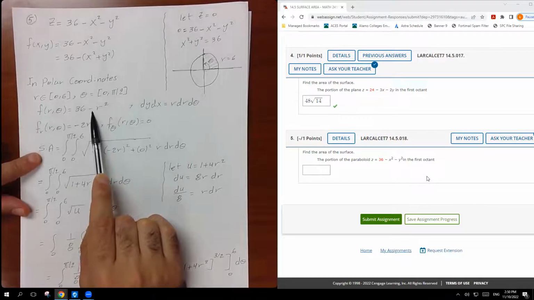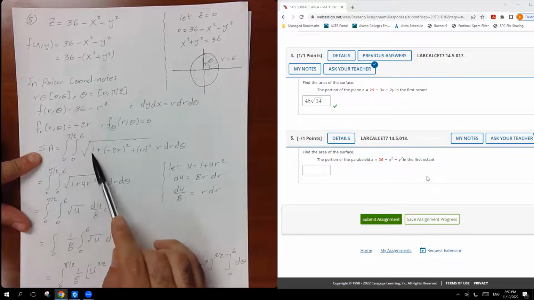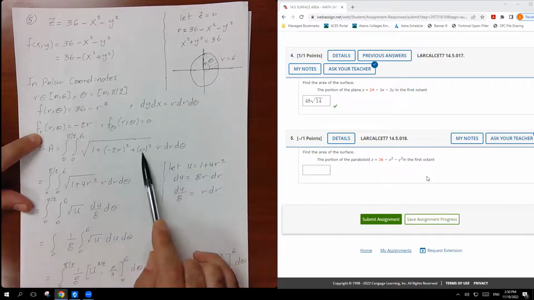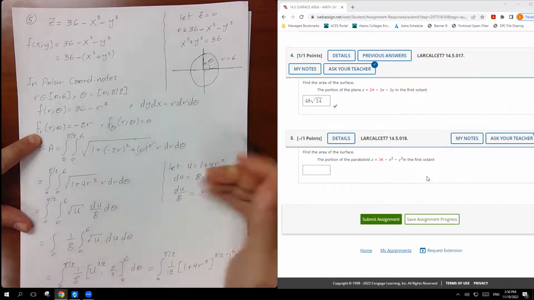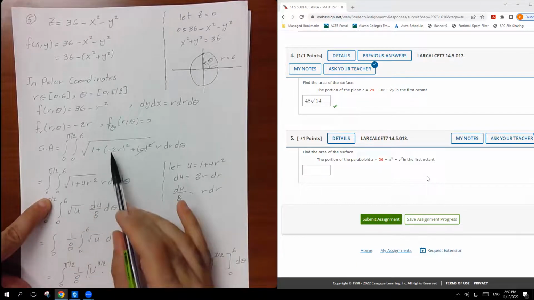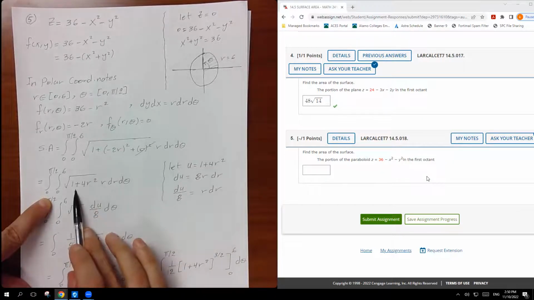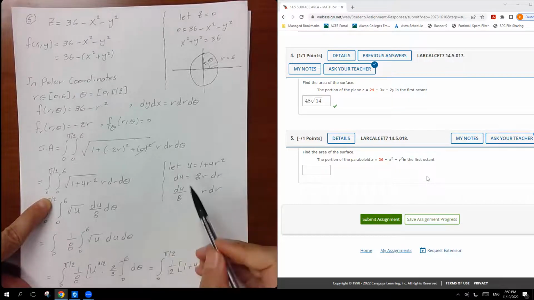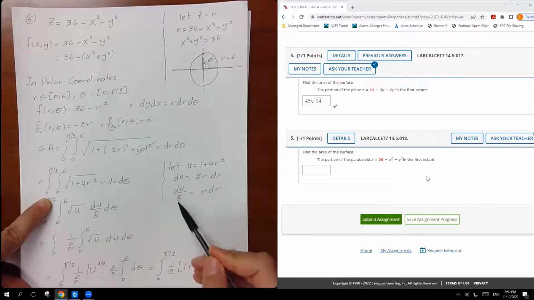So our surface area is the integral from 0 to pi over 2, from 0 to 6, of the square root of 1 plus f sub r squared plus f sub theta squared, which is negative 2r squared and 0. So this is the integral from 0 to pi over 2, from 0 to 6, of the square root of 1 plus 4r squared, times r dr d theta. I'm going to let u equal 1 plus 4r squared. Then du is going to be 8r dr. Divide by 8, so du over 8 equals r dr.